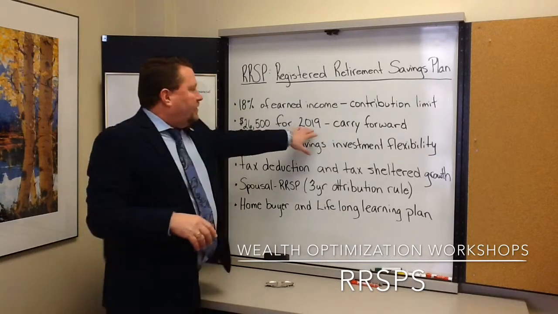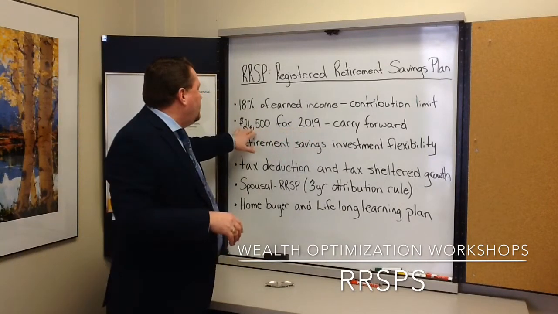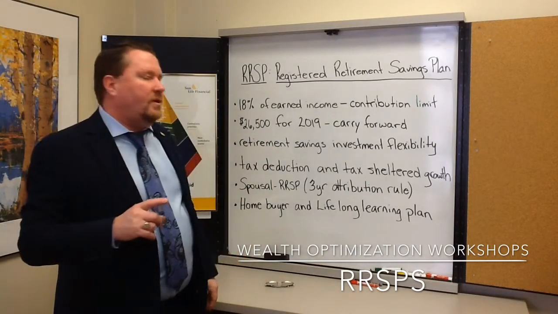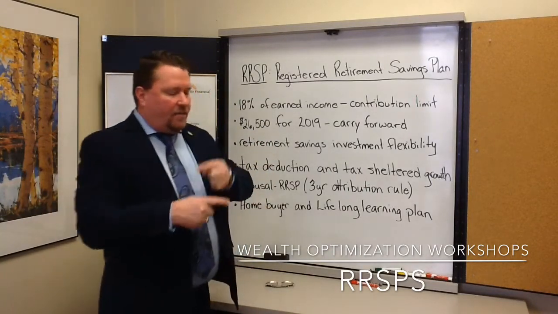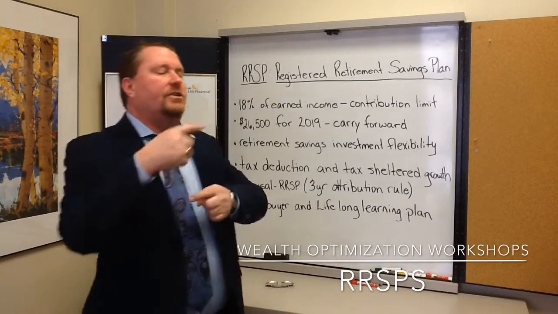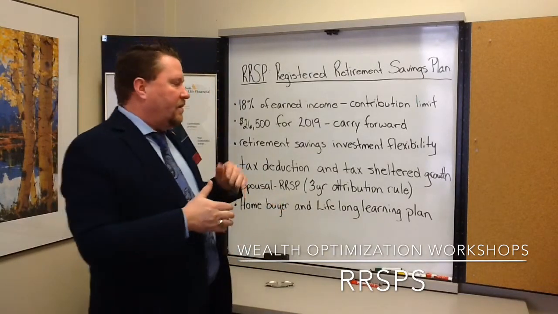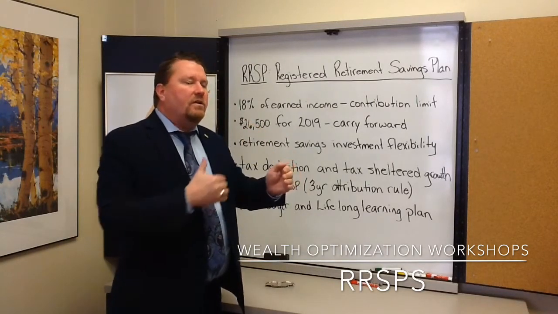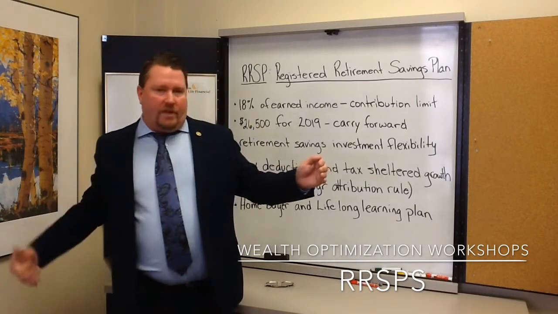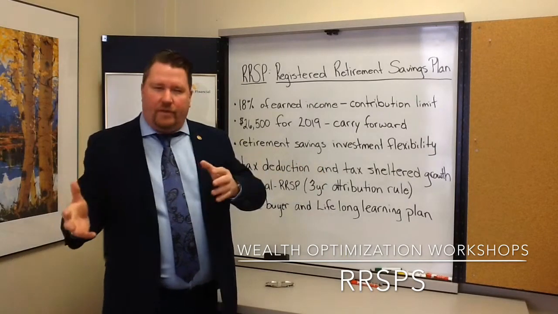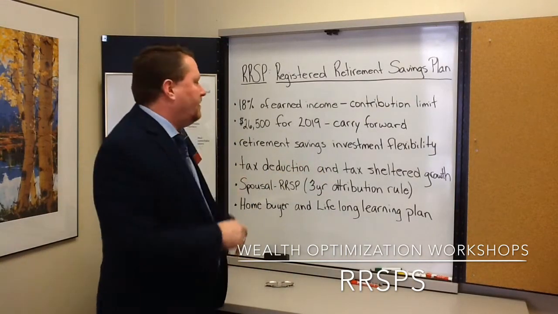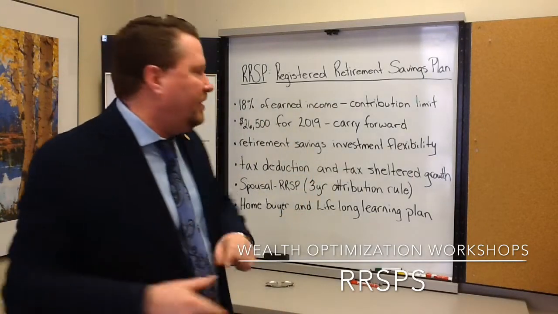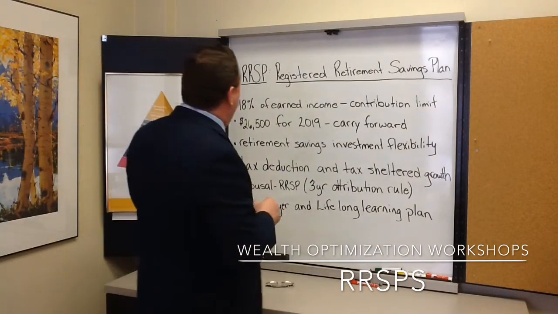The current limit for the 2019 calendar year is $26,500. Last year was $26,230. You have up to 60 days into each new year. So for example, up until March 1st of 2019, you could have made a contribution for your 2018 tax return. Hopefully that makes sense. So that happens each year in the first 60 days that you can apply those contributions back to the previous tax year before you file your taxes.